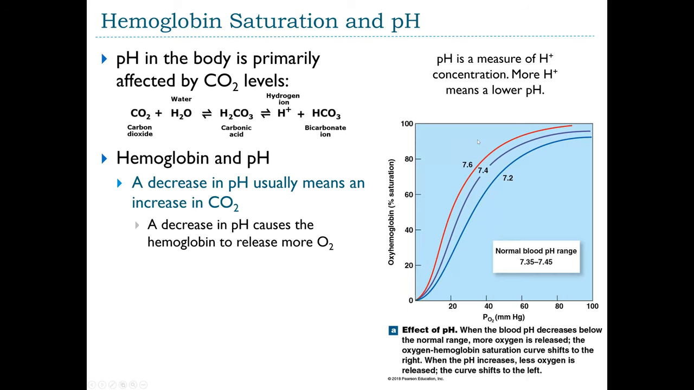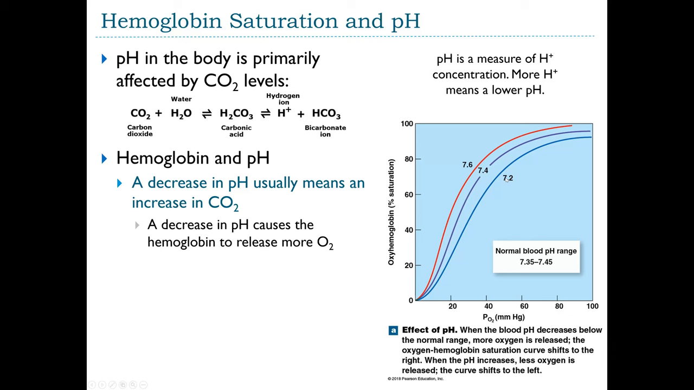And so a decrease in pH will cause the hemoglobin to release more oxygen, because usually an increase in carbon dioxide means you're going to need more oxygen because the CO2 is produced by the mitochondria. So having an increase in CO2 means the mitochondria must be pretty active, which means they must be having a higher oxygen demand. So if we look at this saturation curve here, we've got different lines for different pHs.